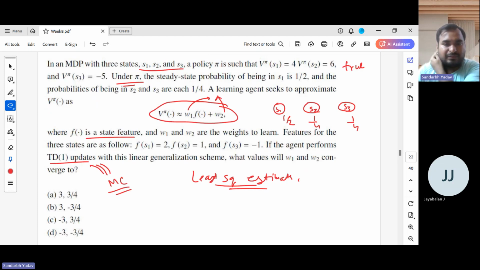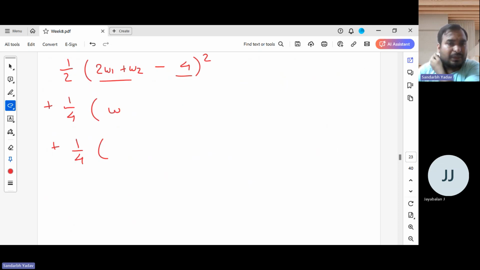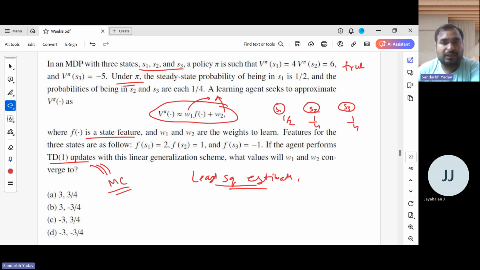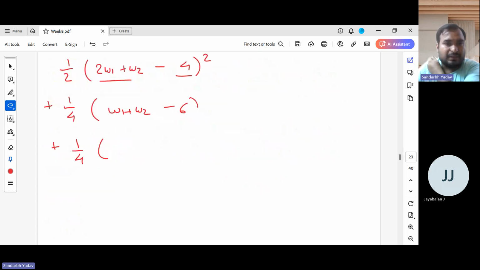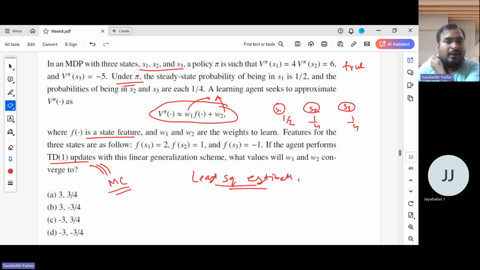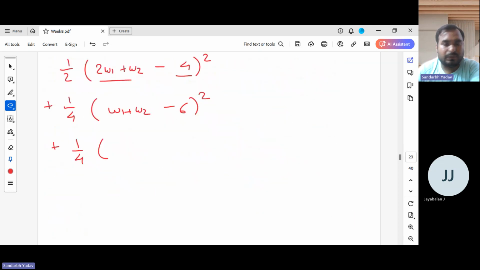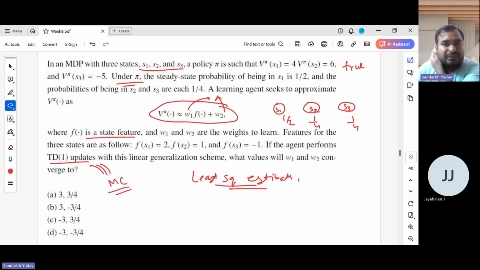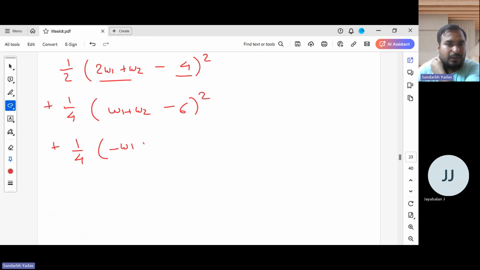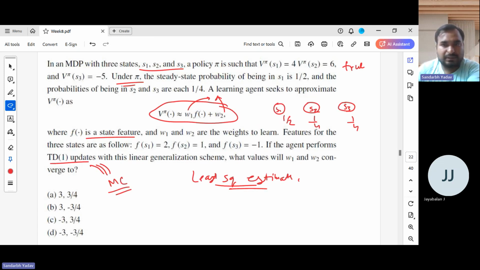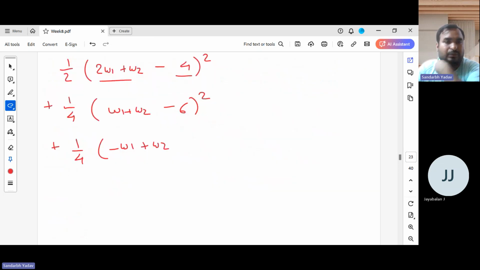Now the second state. For the second state the feature value is 1, so it becomes W1 plus W2, and the ground truth is 6, so minus 6. Again a square, since we are using squared error, because Monte Carlo converges to that least square estimate. Now for the third one, the feature value is minus 1, so it becomes minus W1 plus W2, and the ground truth is minus 5, so minus minus 5 becomes plus 5, right? So square.